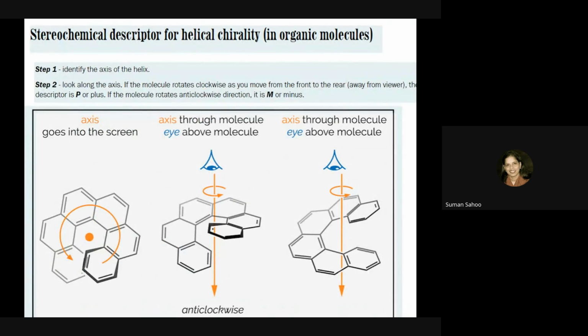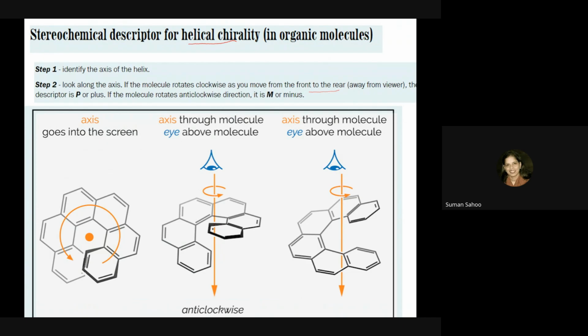That's why P. Or how you would do the stereochemical descriptors, I got it from some website. So you have to first identify the axis of the helix. For example, this is the axis of the helix which goes into the screen, and you have to check, viewing from above the molecule, whether the molecule rotates clockwise as you move from the front to rear. Like this one is our front carbon, which is given in solid bond.